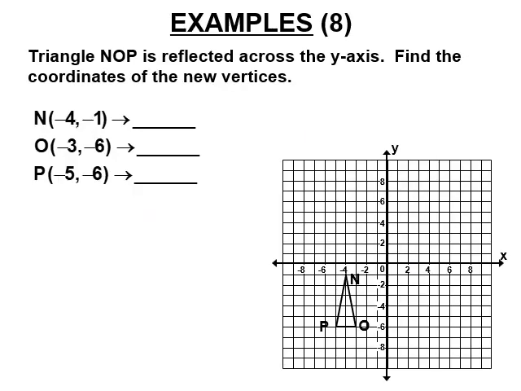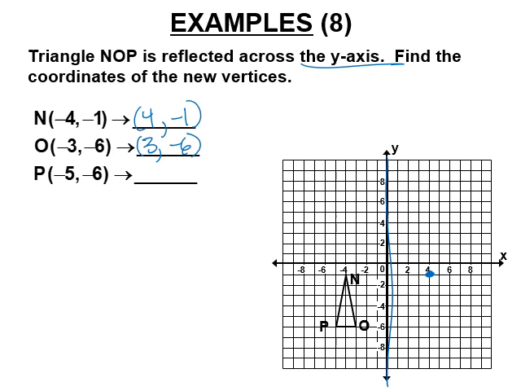So triangle NOP is reflected across the y-axis. So we're going over here. Find the coordinates of the new vertices, okay? So if reflecting across y, the y coordinate stays the same. The x coordinate becomes its opposite. So n prime should be at 4, -1. X coordinate becomes the opposite.